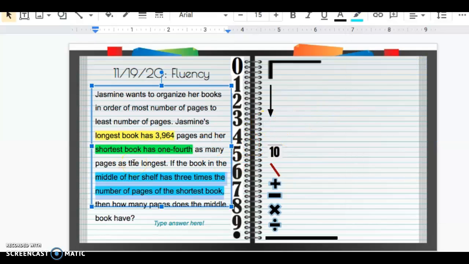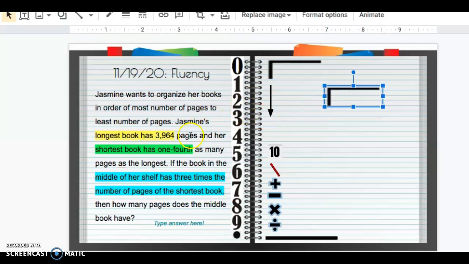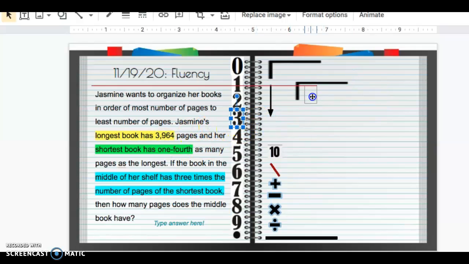But the first thing that I need to know, and I know I need to do, is take that 3,964 and break it into 4 groups. So that means I am dividing. So I know my first thing that I'm going to be doing is dividing that 3,964 into 4 groups. So 3,964 is my dividend. So that's where my first goes. And then my divisor is 4.